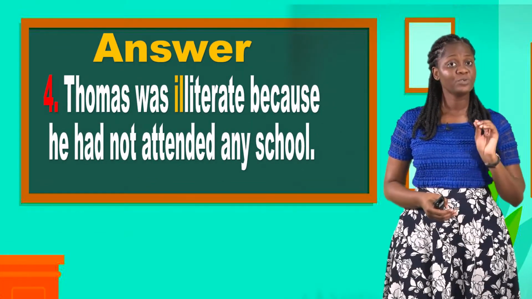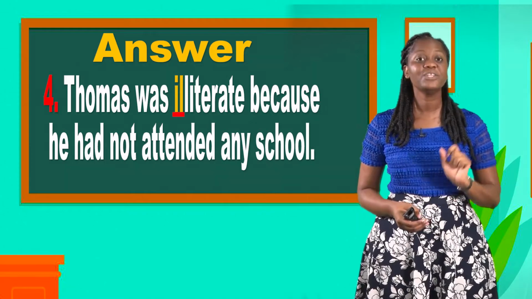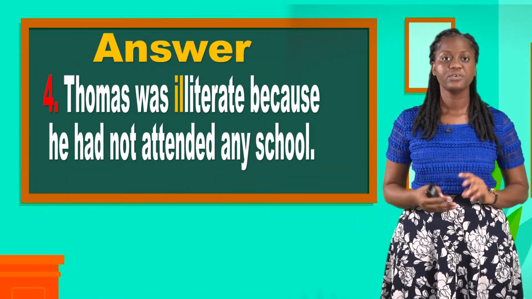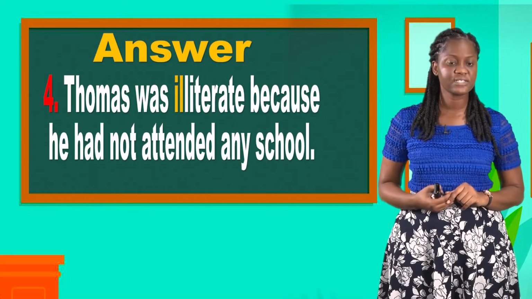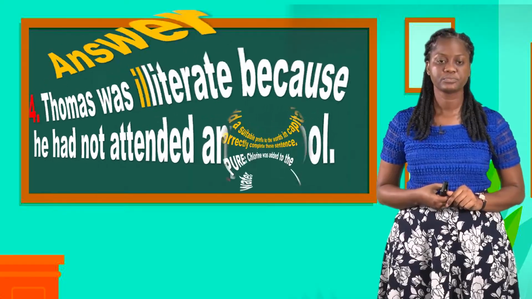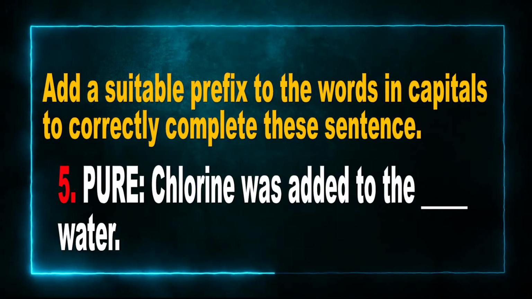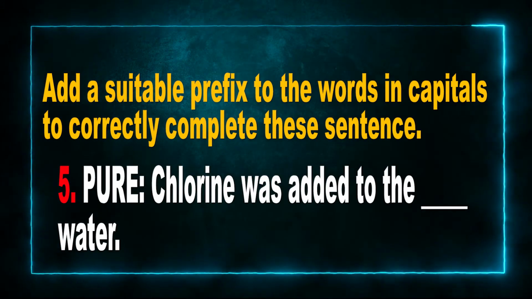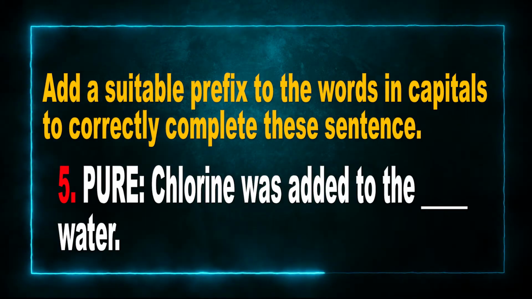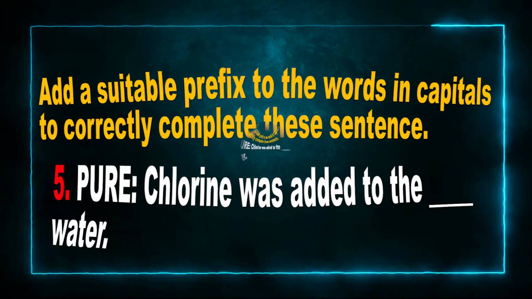Definitely. If you chose il, then you are correct. And so your sentence would read, Thomas was illiterate because he had not attended any school. Next, chlorine was added to the something water. Here, our word in capitals is pure.